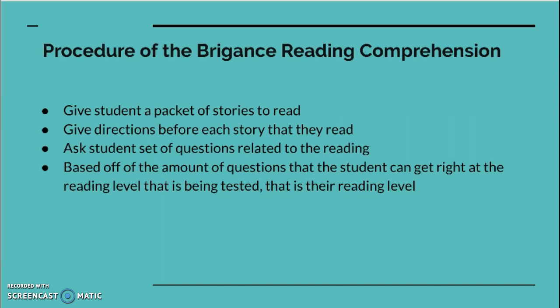The procedure of a Brigance reading comprehension test. First, you give the student a packet of stories to read based on reading level, starting as low as lower first grade, and it can go as high as upper 5th grade. You will give the student directions before each story that they read. After the student reads the story, you'll ask the student a set of questions related to the reading, and then based off the amount of questions that the student can get right at the reading level that is being tested, that is their reading level.